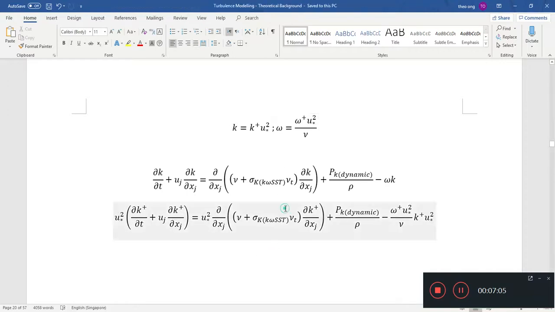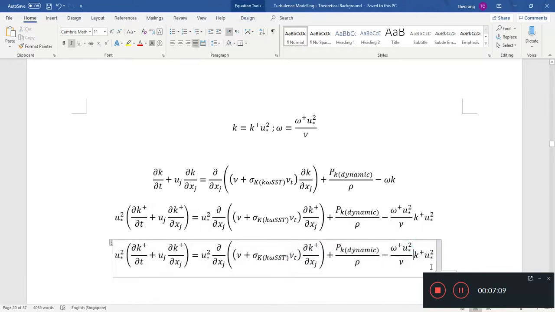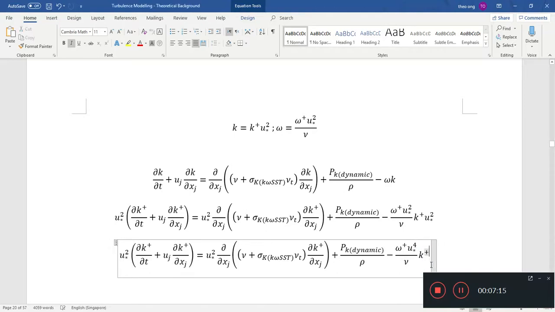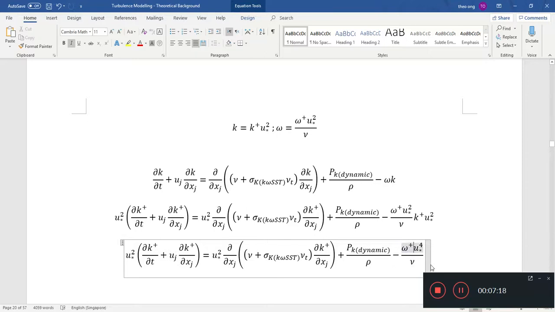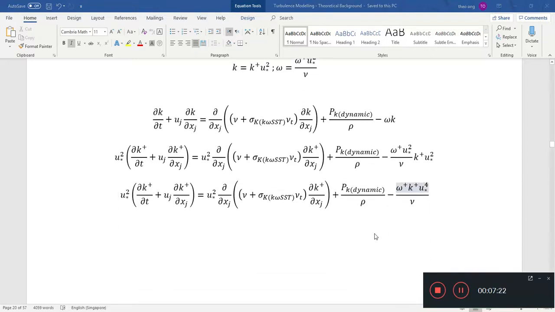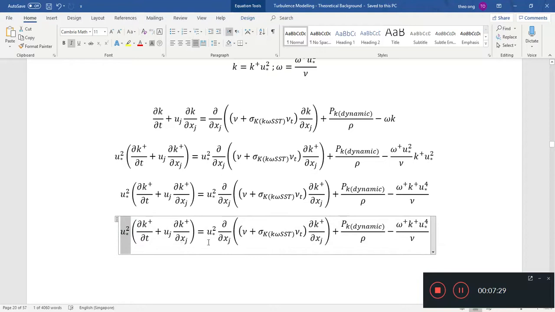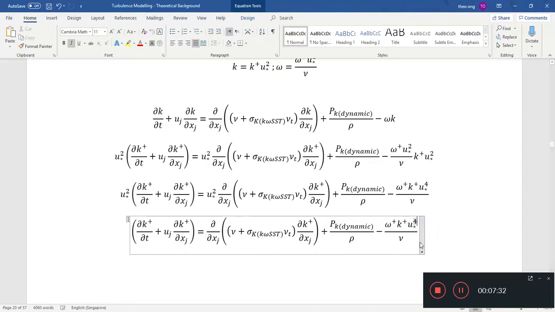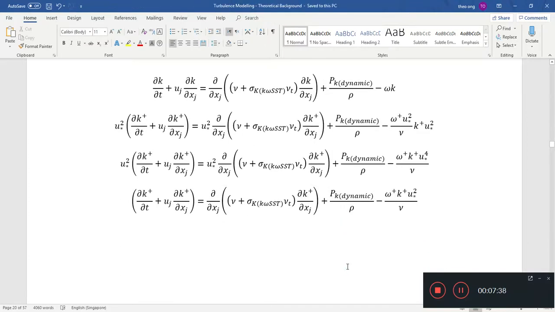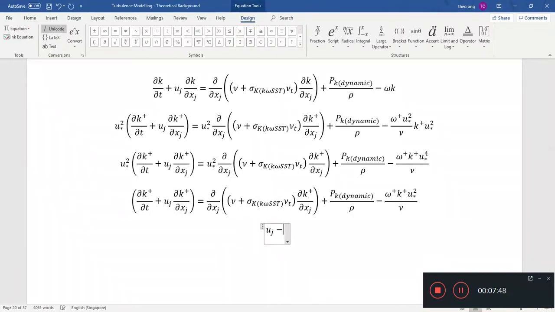So let's just combine the terms here. To the 4th power, I'll get rid of this, and there we go. So we divide throughout by the friction velocity squared. Okay, and we apply the boundary layer assumptions, but before that there's also this uj which we want to non-dimensionalize. So uj equals u plus u star.